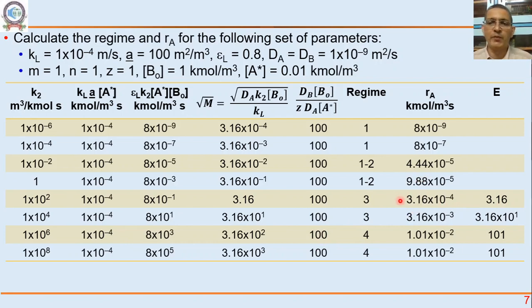Obviously, we will have to calculate from 3 onwards. Rate divided by KLA star. So you see the enhancement factor is increasing in regime 3, regime 4. As your rate constant increases, the enhancement factor is increasing and the overall rate is increasing. Very slow, in between very slow and slow, fast, instantaneous. So for a given mass transfer, as I increase the rate constant, more and more enhancement happens and the rate of reaction increases. This is like gas absorption.